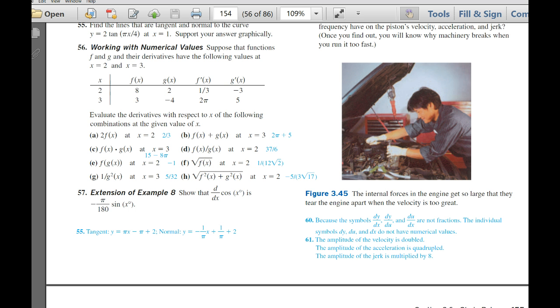Take a look at 56. Let's check our answers, and then you let me know. Can we do 56E though? Okay, let me explain what you have to do. If it says evaluate the derivatives, so A, it's just going to be 2 times f prime of x. When x is 2, the derivative is 1/3. Multiply that by 2, you get 2/3.